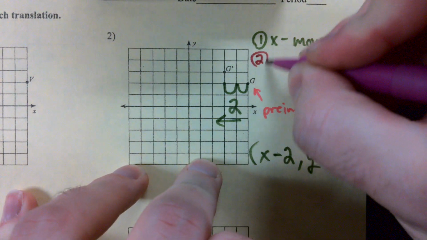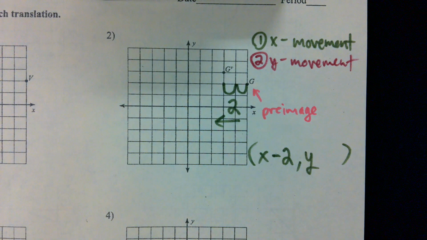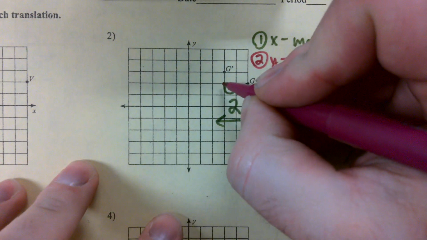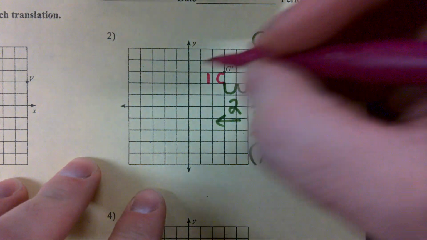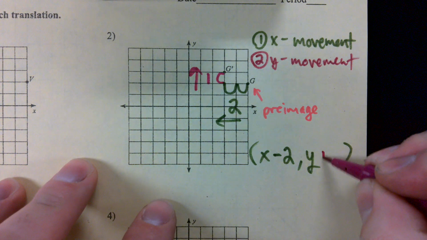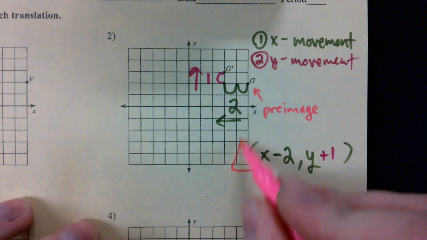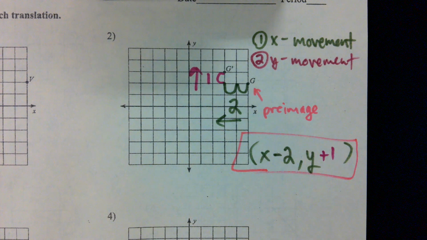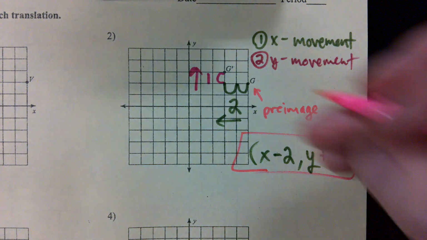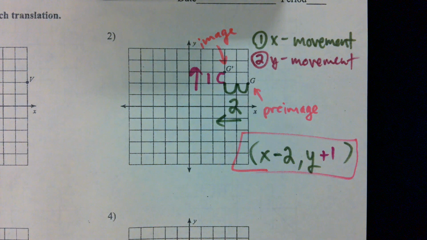Now that we've got the X movement out of the way, we can take a look at what the Y movement is. How many spaces do we have to move on the Y-axis before we hit G prime? Just one space, right? And do we go up or down? Up. So is that going to be +1 or -1 in our rule? +1. That's right. When we're moving up, that's a positive movement. So we can write Y +1 in our rule. G prime over here is our image, right? Just some vocab review.